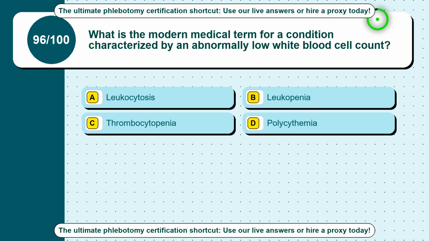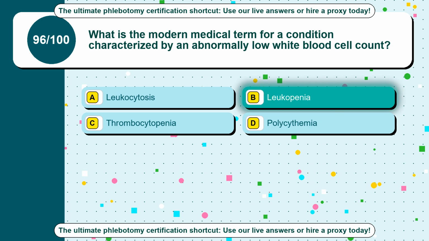Question 96. What is the modern medical term for a condition characterized by an abnormally low white blood cell count? Option A, leukocytosis. Option B, leukopenia. Option C, thrombocytopenia. Option D, polycythemia. The correct answer is option B, leukopenia.